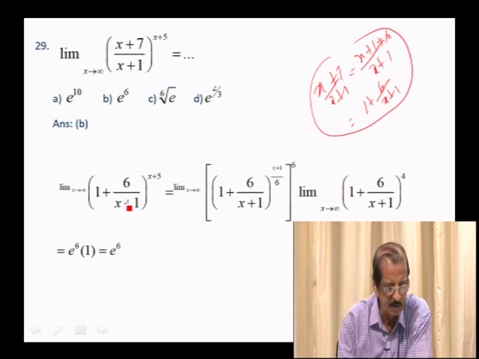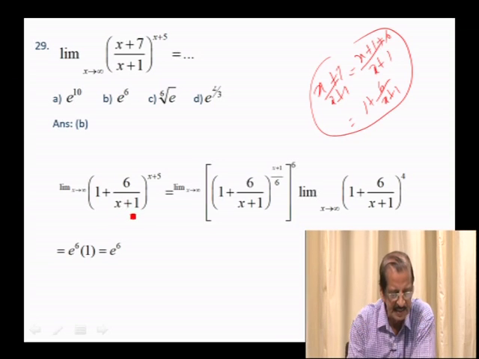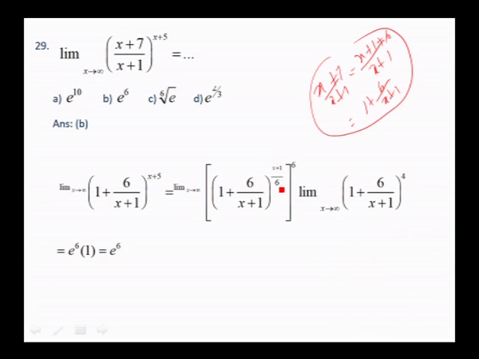See, in order to apply the formula for e, in 1 plus 6 over x plus 1, the reciprocal should be in the power. Here 6 over x plus 1 is there, so this should be x plus 1 over 6. So to compensate for this, write a 6 here. If you cancel these two, you get x plus 1. But there it is x plus 5. So that 4, the power 4, write it outside: 1 plus 6 over x plus 1 whole to the power of 4.